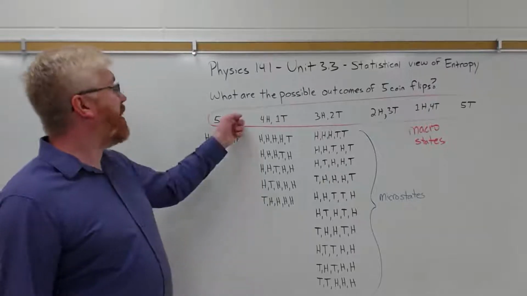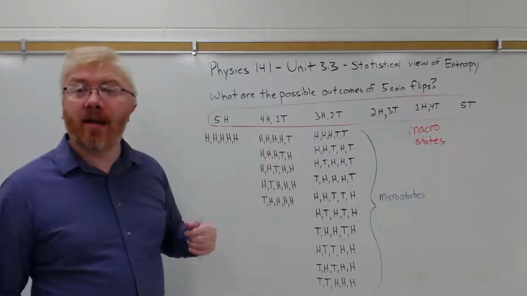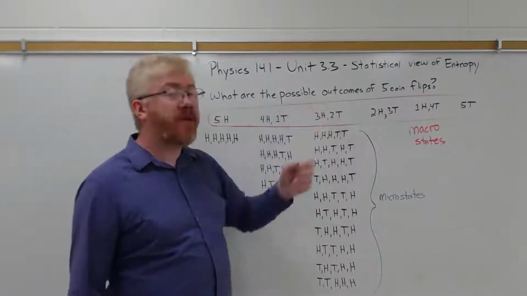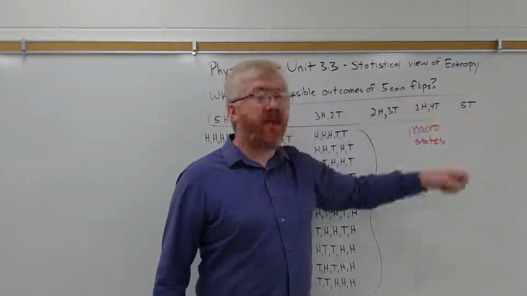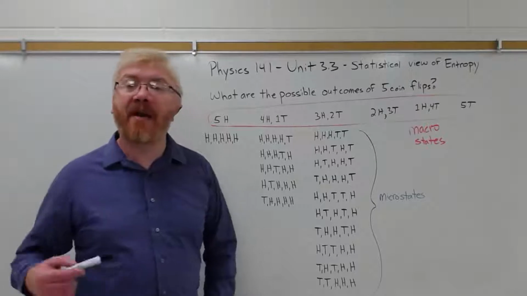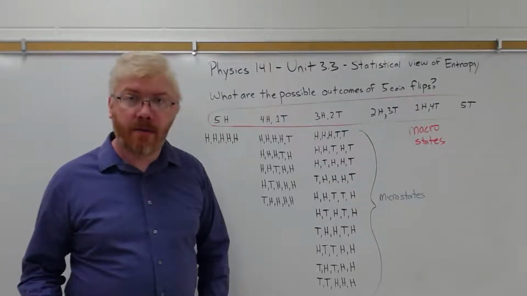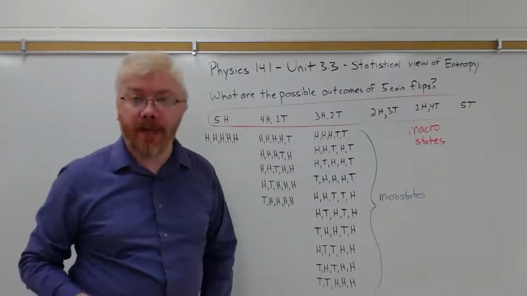Well, what are the odds of getting 5 heads in a row? What are the odds of getting 4 heads and 1 tail? 3 heads and 2 tails? 2 heads and 3 tails, 1 head, 4 tails, or 5 tails, right? Those are all the possible outcomes of flipping 5 coins. You can have anywhere from 5 heads to 5 tails or anywhere in between.